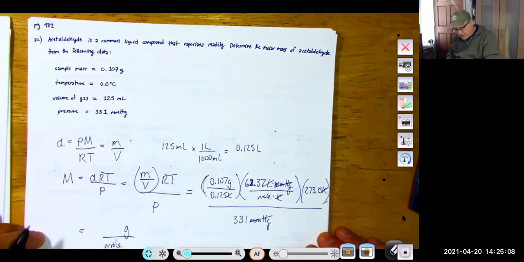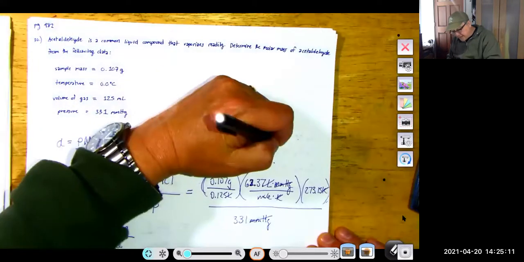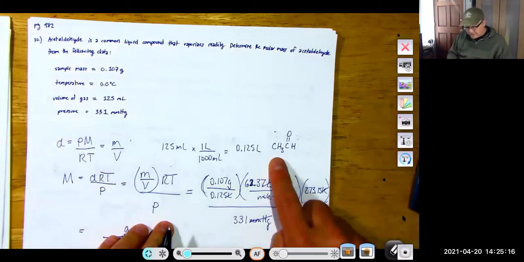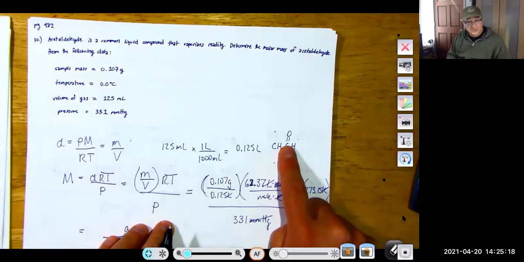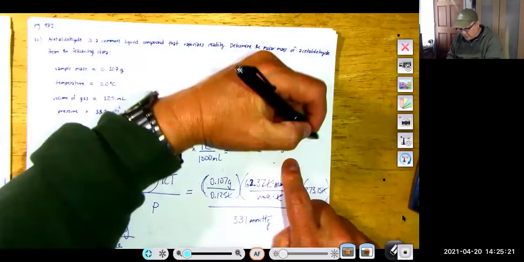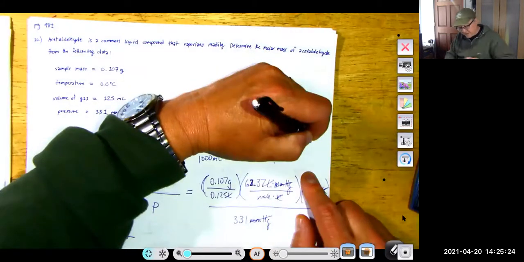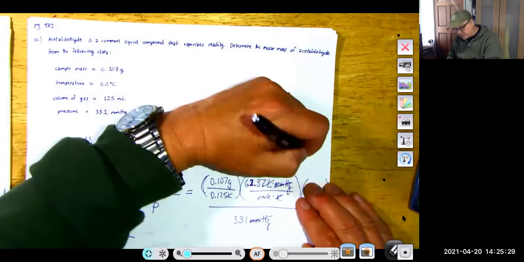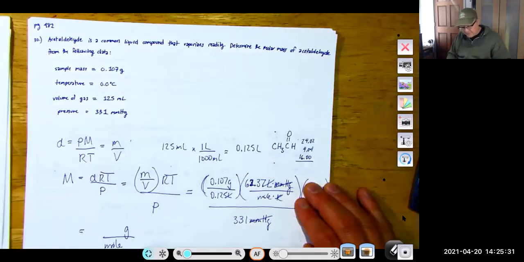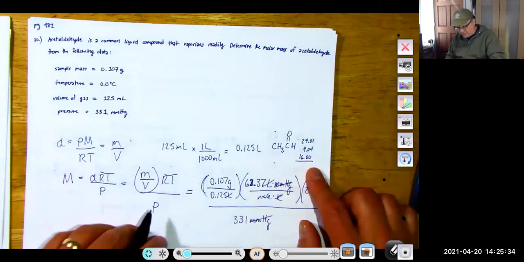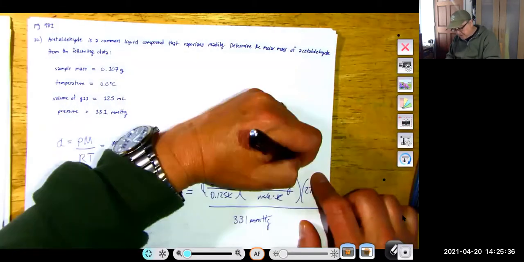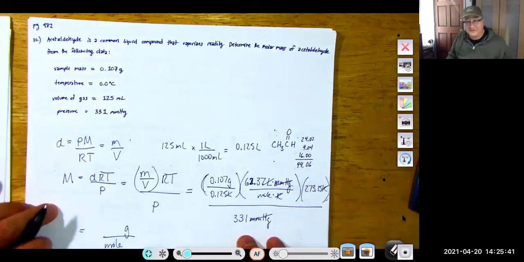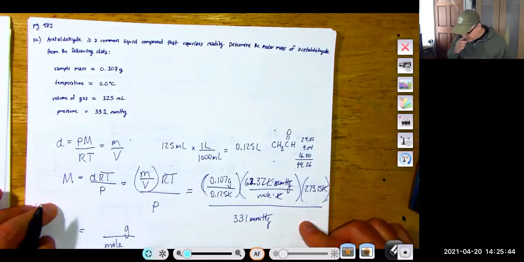Now, I'm going to tell you the formula for acetaldehyde is CH3C double bond OH, which means it weighs 24.02 for the carbons, 4.04 for the hydrogens, and 16.00 for the oxygen, which is a total of 44.06, right? So I'm predicting that the answer should be 44. Okay. Now let's estimate the answer.